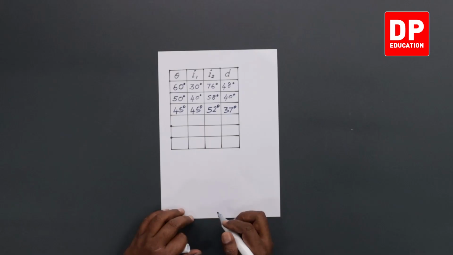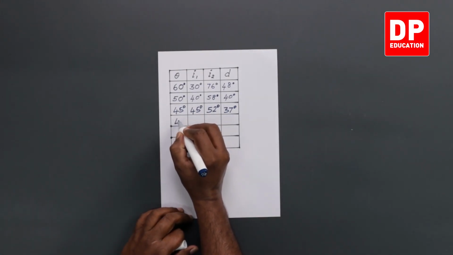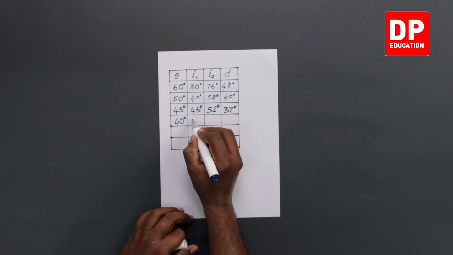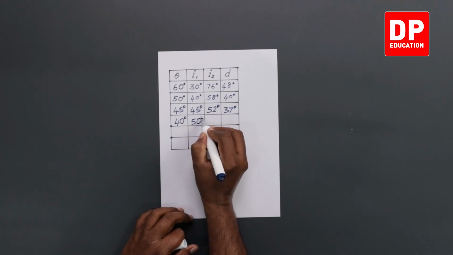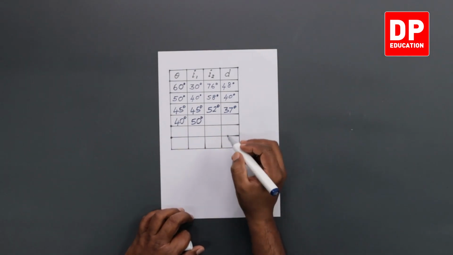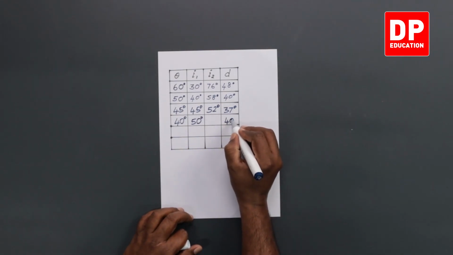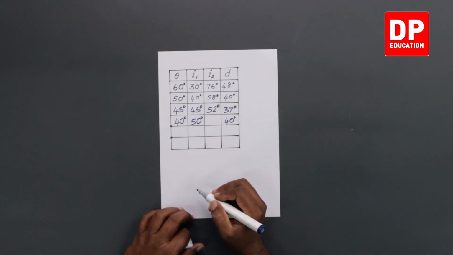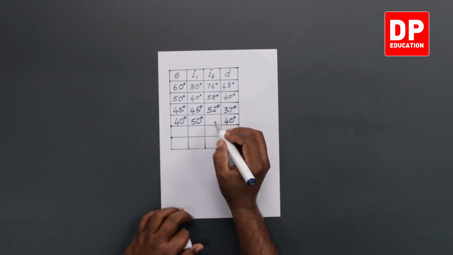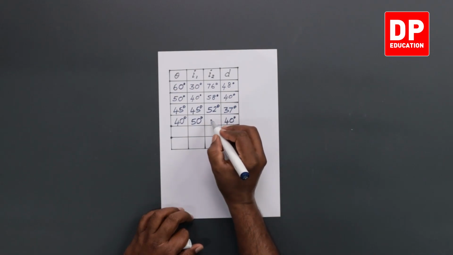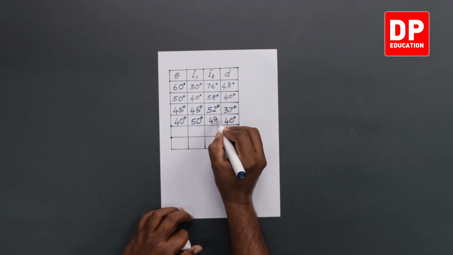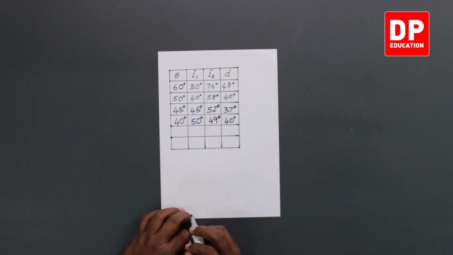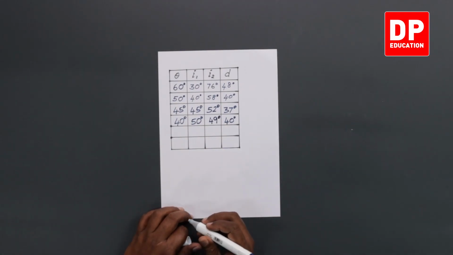I2 is 49 degrees. Let's mark all this on our data table. We took a theta of 40, which means I1 is 50, and the deviation we got is 40, and I2 we got 49 degrees. These were the readings for 50-degree angle of incidence.